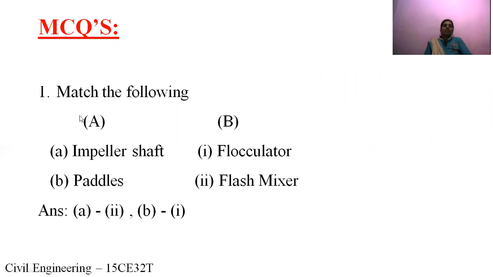Next question. Match the following A to B. A: impeller shaft, paddles. B: flocculator, flash mixer. In which basin will the impeller shaft be provided? Flash mixer. Paddles are provided in flocculator. So the answer is: impeller shaft, flash mixer, that is A1 to B2, and paddles, flocculator, A2 to B1.